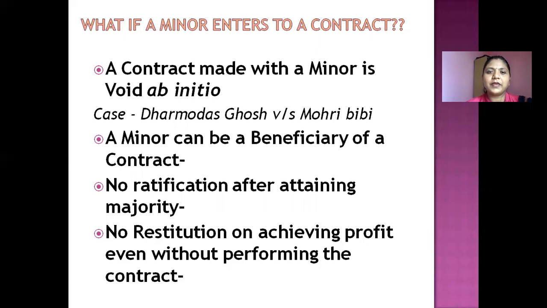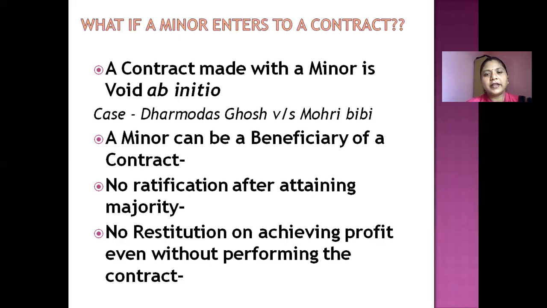For example, we have the case of Mohori Bibi versus Dharmodas Ghose. Mohori Bibi once gave some amount, about 8,000 rupees, to Dharmodas Ghose. She did not know that Dharmodas Ghose was a minor, and after some time, when she wanted to get her money back, he refused to pay it back. So she filed a case against Dharmodas Ghose. But in the court's judgment, since he was a minor, the contract was void from the very beginning. It cannot be enforced by the law.